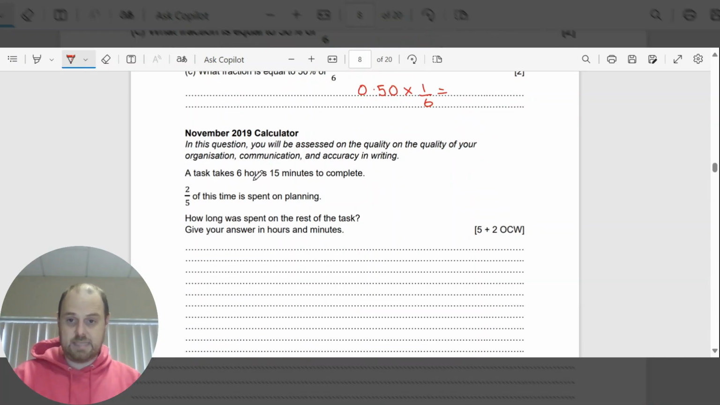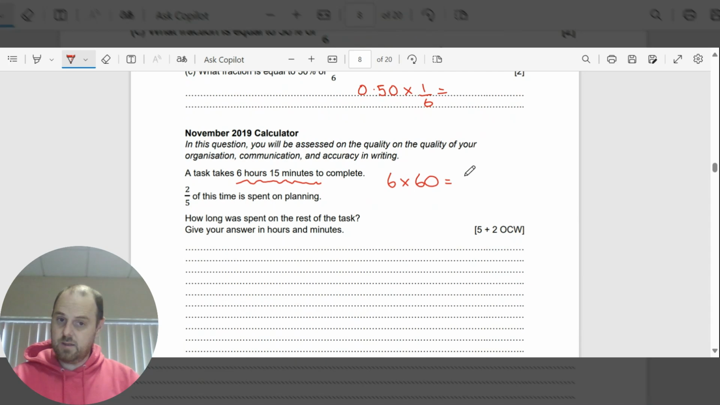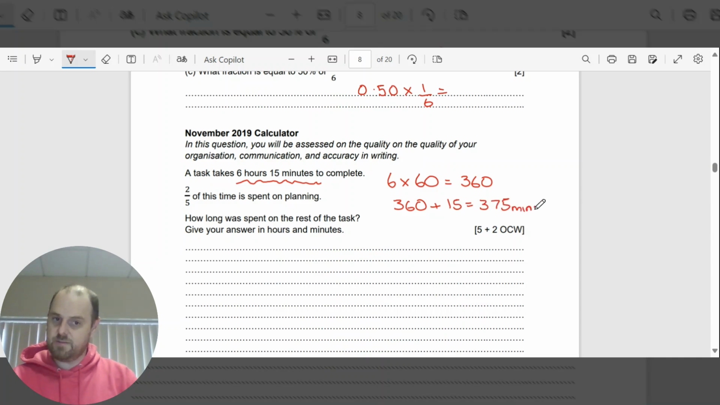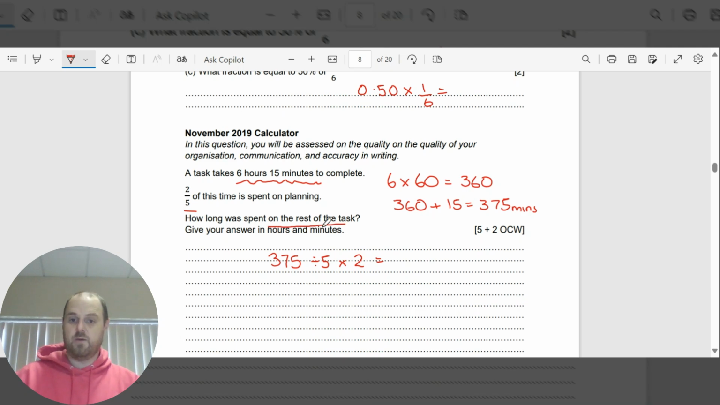A time question. We don't do it in hours. I haven't even read this. We do not work in hours. I want to be changing that. All right, and then 360 plus 15. Also remember to OCW. So what we've done first of all is change that into minutes. I now want to find 2/5 of this. So I'm going to take that 375, divide by the bottom, and times by the top. Okay, work that out, and then take that away from the 375 to work out what's left. You know, how much time you spent on the rest of the task, because the 2/5 was done on planning. And then change your answer back into hours and minutes.